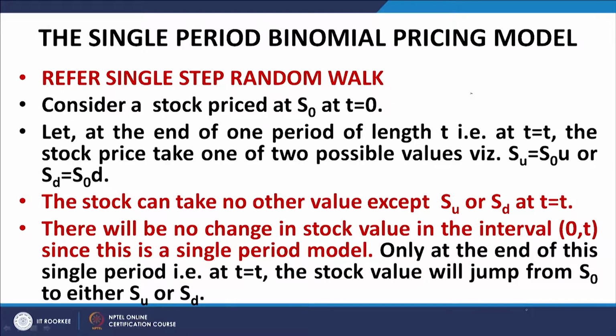It is a single step model. So, that is all we are going to talk about. We write SU in terms of the percentage change with respect to S0 as S0u, and similarly we write SD as S0d, where u and d are the percentage changes. This is important, there will be no change in the stock value in the interval 0 to t, because it is a single period model. At the end of this interval, the stock price will either jump up or it will jump down.